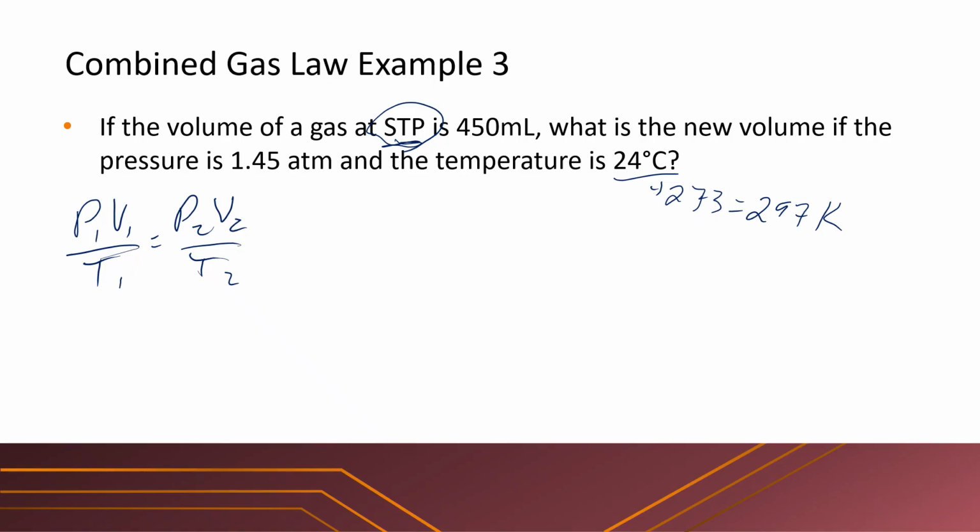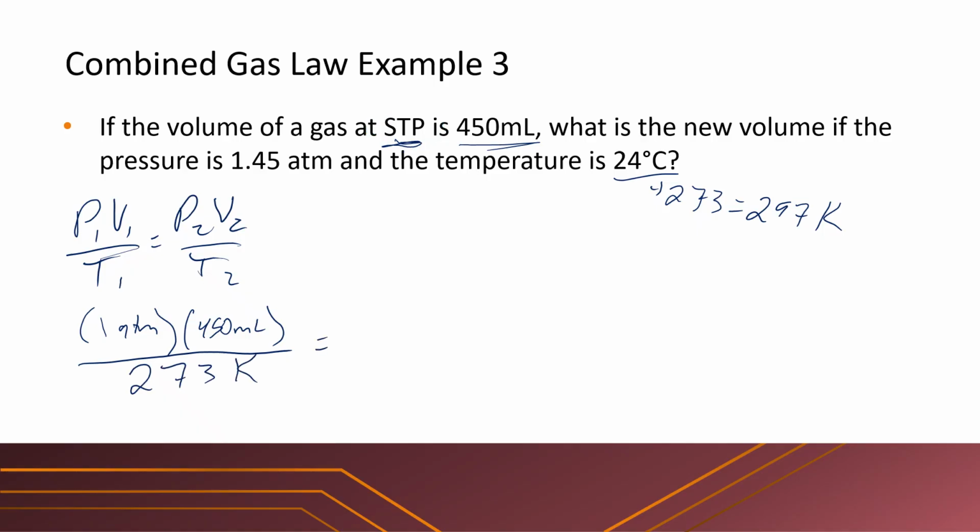Standard pressure is 1 atm. They tell us the volume is 450 milliliters. And our original temperature is STP, which means it's 273 Kelvin to begin with. The new pressure, they told us, was 1.45 atm. We don't know the new volume. And the new temperature is 297 Kelvin.